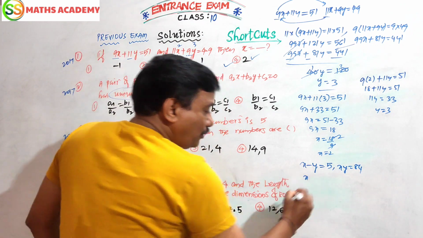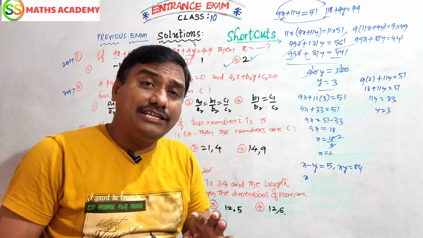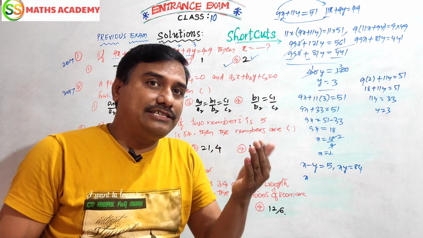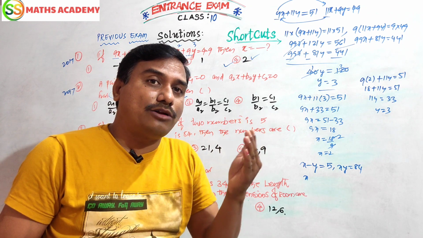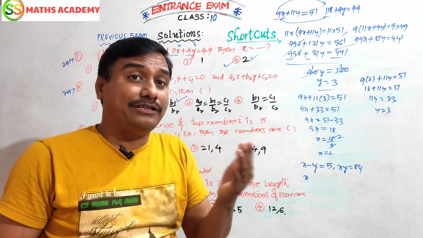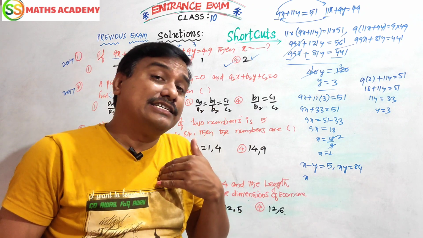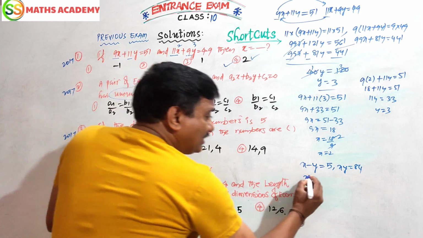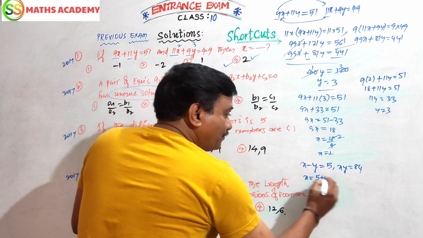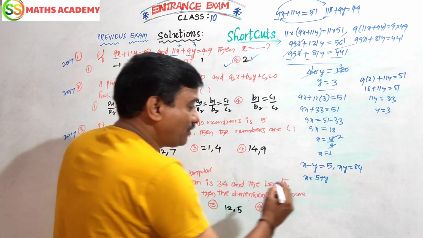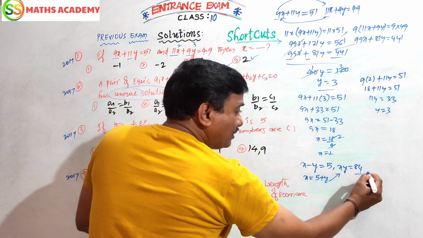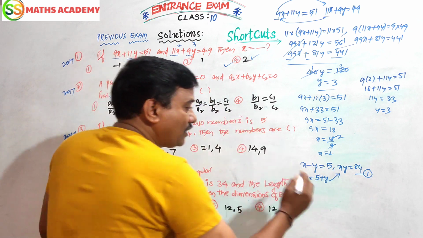Friends, in this I told you, every pair of linear equations you have to solve in 3 methods: geometry method, model method, algebraic method. In that algebraic method I am going to do the substitution method now. Here x equals 5 plus y, minus y transferred to the right side becomes plus y. This value substituting in equation number 1.